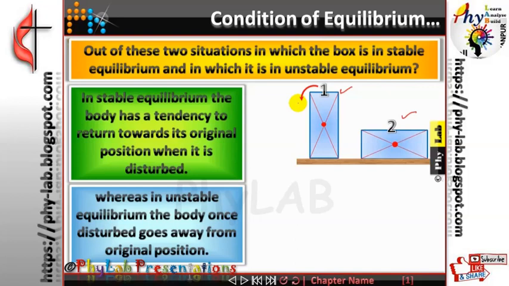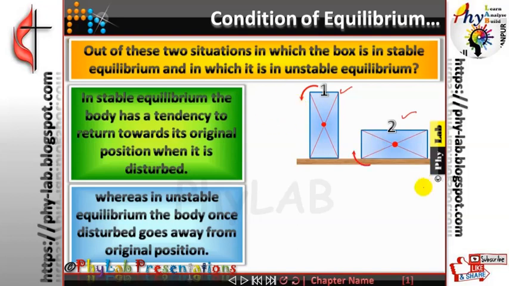Will the box, or does the box have the chances to return back to its original state? The answer is pretty much no. The chances of a box returning back to its state will be pretty less. It's not possible. Hence the state 1 becomes the state of unstable equilibrium.